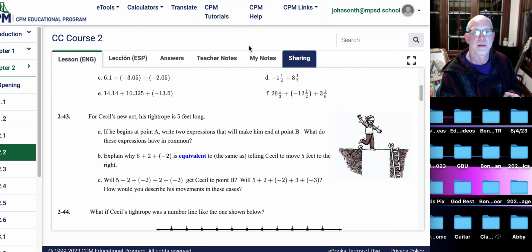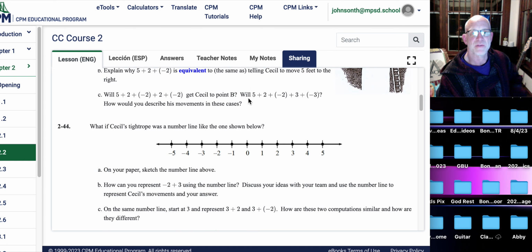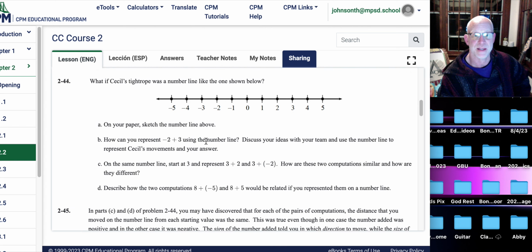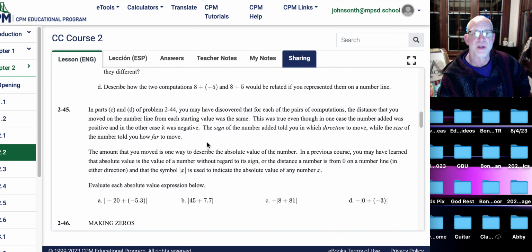Then we're going on to the next problems, 244 and 245. This one says, what if Cecil's tightrope was a number line like this? And then we're going to talk about absolute value. Absolute value is just how far a number is away. The sign of the number, which direction to move, is not as important as the size of the number, how far.